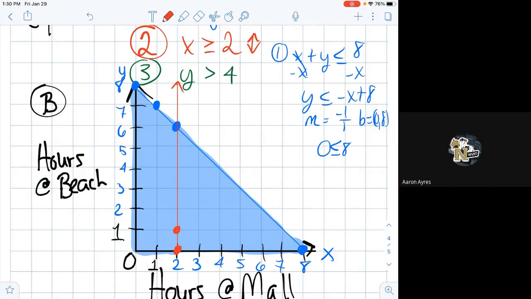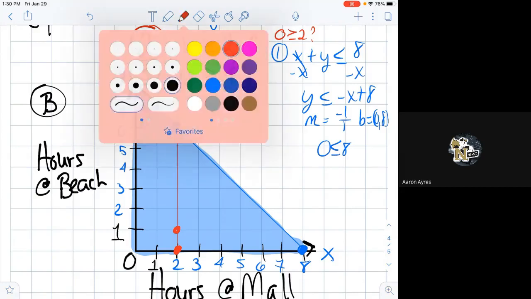Now, what side do I shade? Let x equal 0 and then figure it out. Is 0 greater than or equal to 2? True or false? That is false. Okay, good. So we're going to shade the other side.